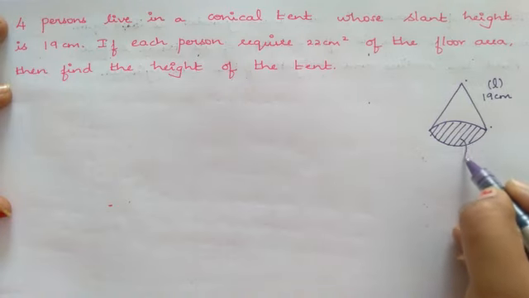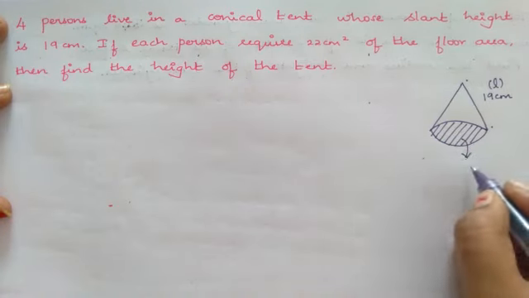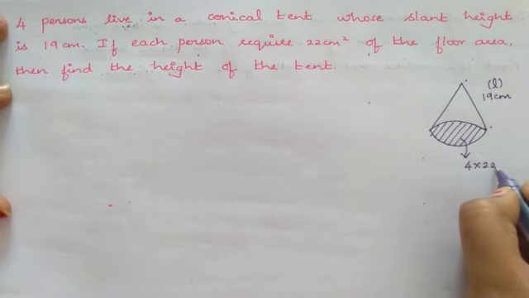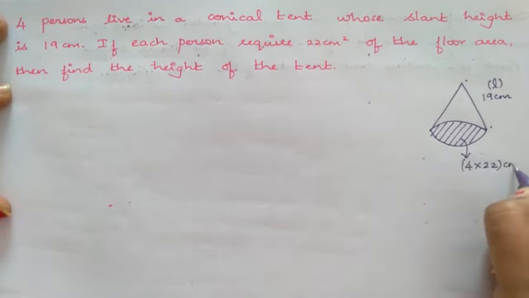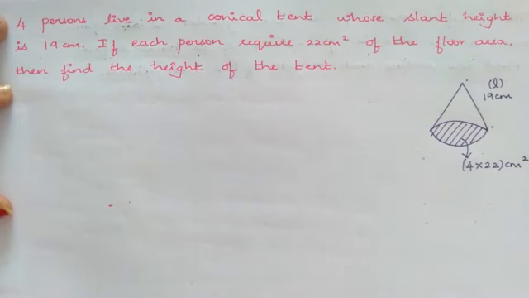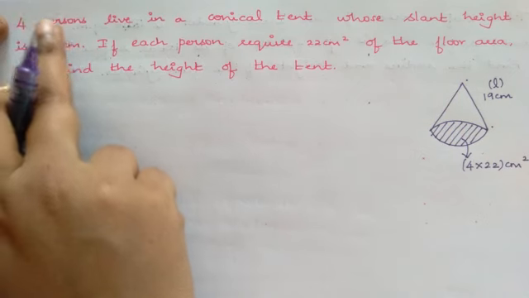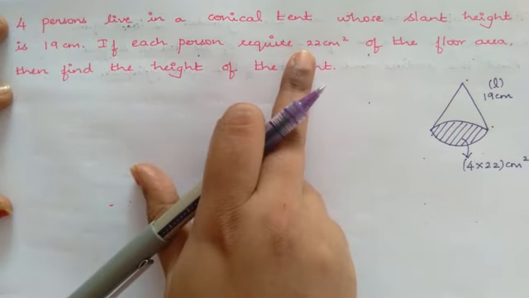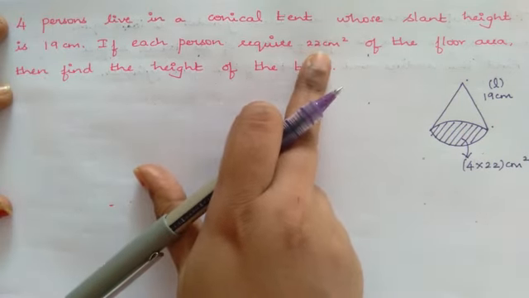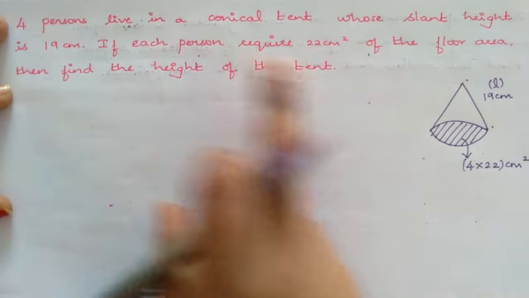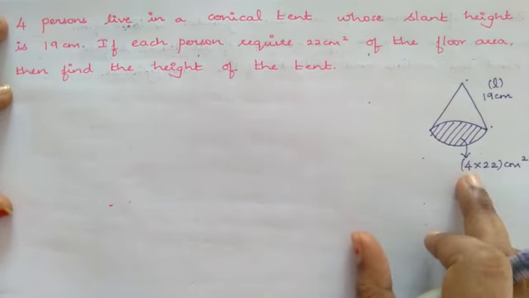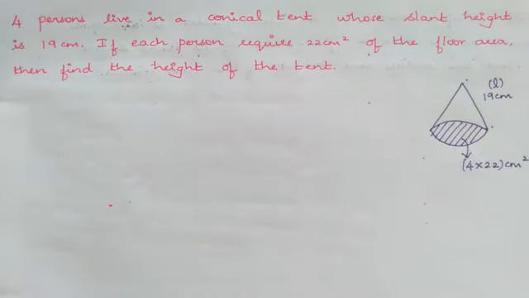So this base area is mentioned as 4 into 22 centimeters square. How are we identifying this? Very simple. In this conical tent, we have 4 persons to live in. Each person requires 22 centimeters square of the area. So if 4 of them are going to live in this conical tent, 4 into 22 will be nothing but the base area. So this is the given data. With this given data, we are going to identify the height of the tent.